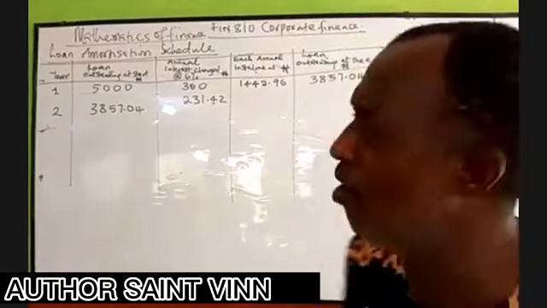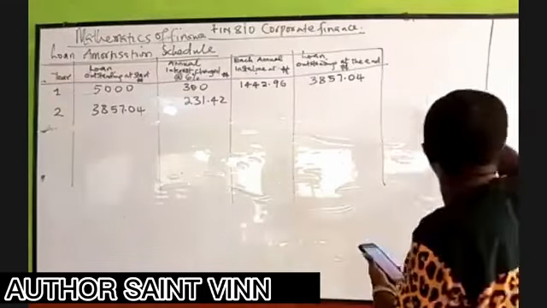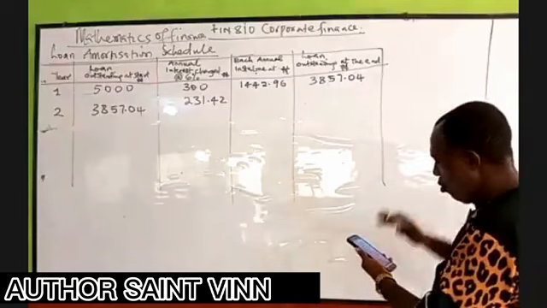Have you copied now? Yes, sir. Good. Now, this is how we solve it. For loan amortization, our formula is always the present value of an ordinary annuity.